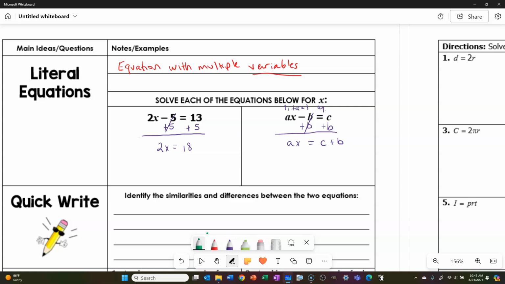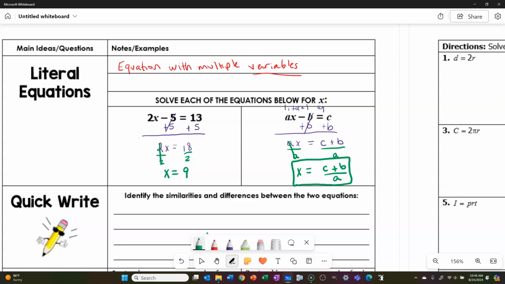Now back over here to the left, the next thing we would do is divide by 2. And that will cancel out our 2's, and we would get an answer of x equals 9. So in our literal equation, we don't have a 2, we have an a. So we will divide by a on both sides. The a's do cancel out, so we're left with x. But none of this c, b, or a combine. So we just write down that it equals c plus b divided by a. And that is our answer. We have solved it for x.